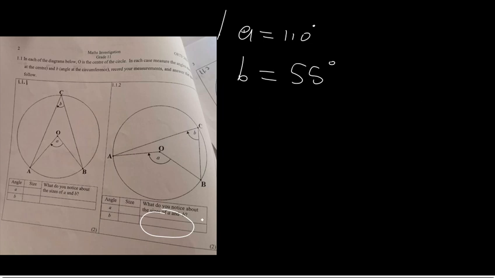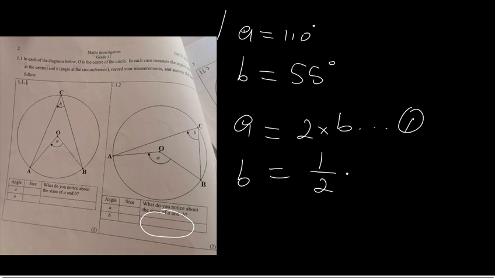So here, what do you notice about the sizes of A and B? You can take this reasoning here and copy it, then paste it here. It's one and the same. That A is equal to 2 times B, this is option 1, or you say B is equal to 1 over 2 A, then this is option 2. So really, guys, it's up to you.